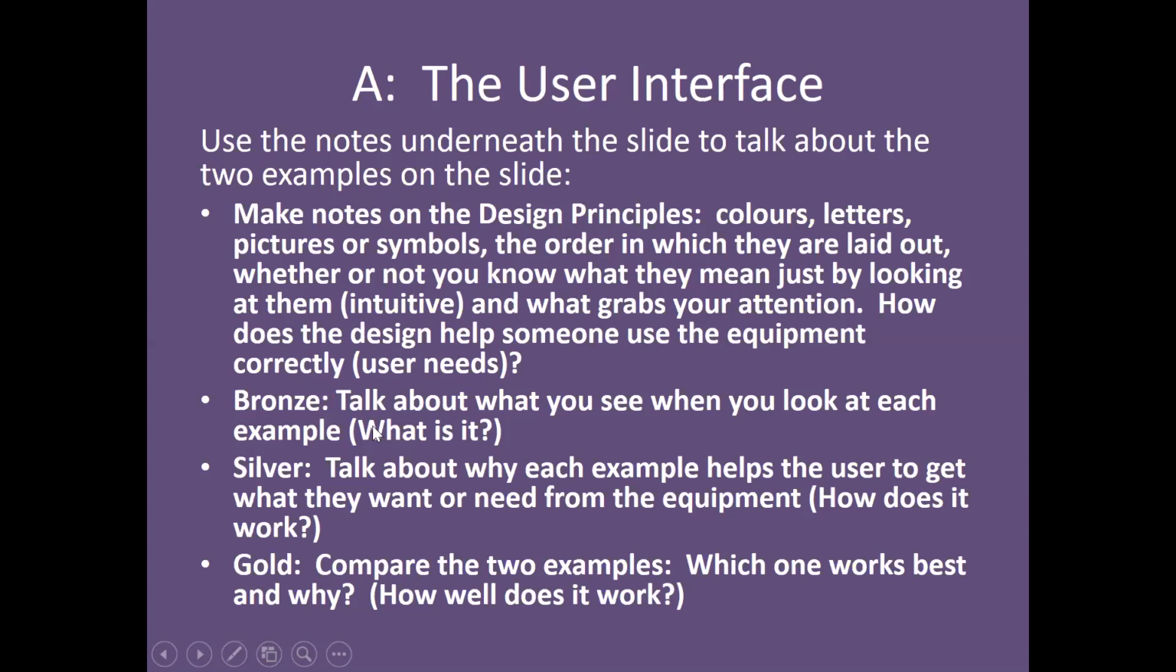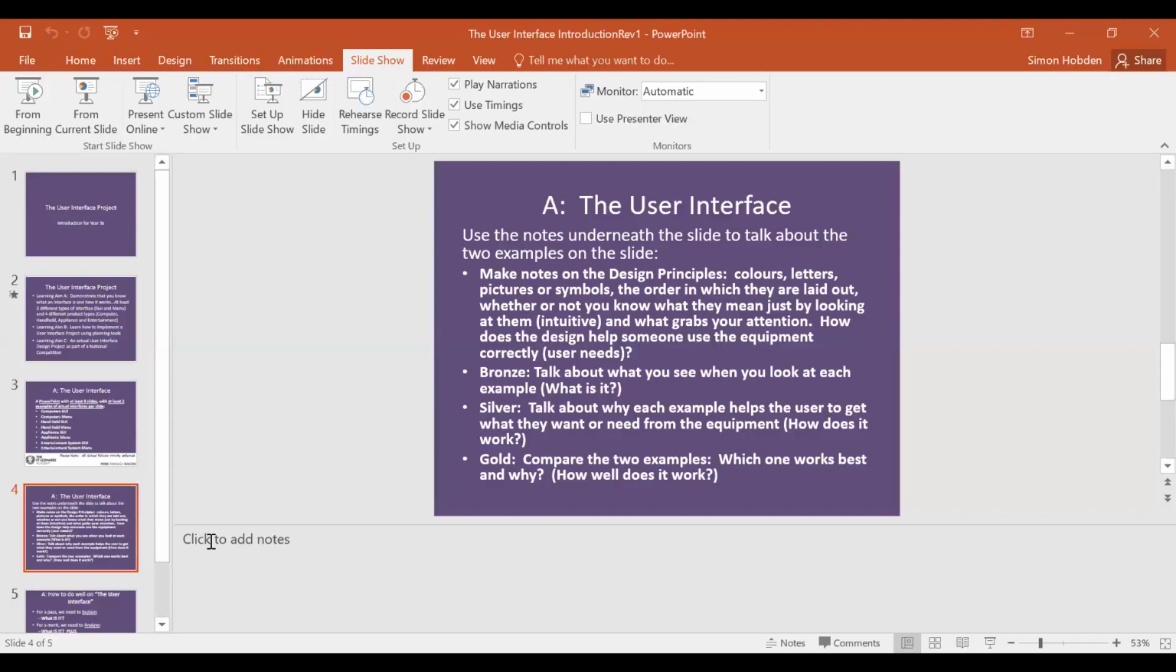So in this case, if you just talk about what you see and describe what it is, that would be a bronze. If you talk about why each example helps the user to get what they want or need from the equipment, in other words, how does it work, that would be a silver. And if you compare the 2 examples and discuss which one works best and why, how well does it work, well, that would be a gold response. So that's what we're looking for in the presentation. Let's take a look at Ella's now.